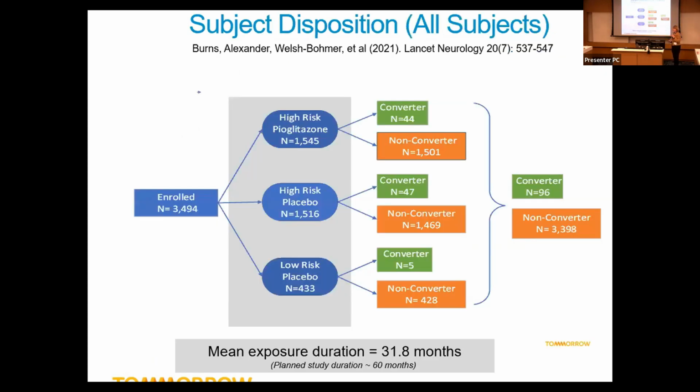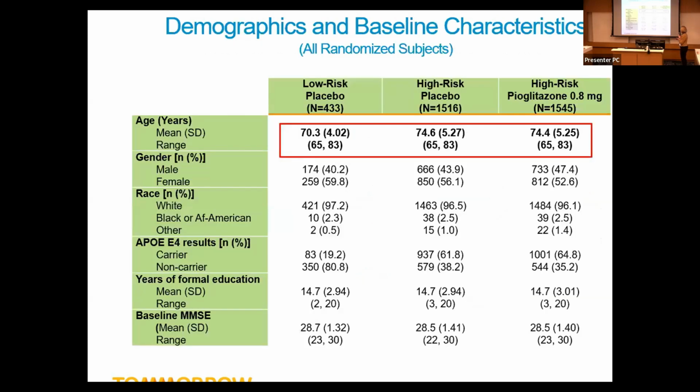So let me just quickly show you what we found, because I think it's really exciting. I'm just going to give you the final word here, which is, this is an advertisement for the data set. I'm trying to encourage you to go use the data. Okay. So we did have converters in all 3 arms, as you can see here. We had a total of 96 converters here, exposed over a period of 32 months, essentially.